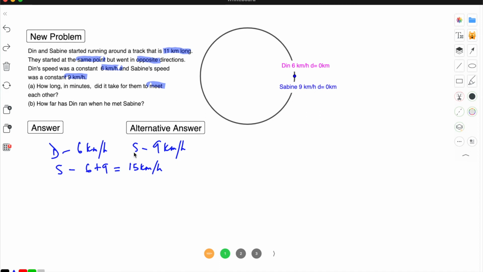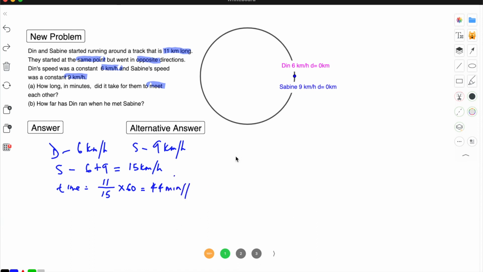Right, the entire track is 11 km. So to find the time, you just need to take the total distance divided by the speed, and since the question asks for the answer in minutes, we have to multiply by 60. Right, so we're going to get 44 minutes. That's the answer for part A.